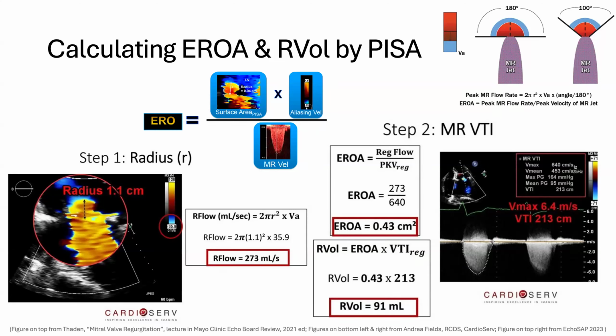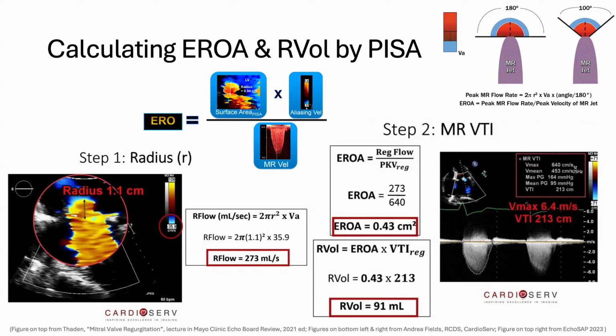Then, by the illustrated equation above, this one over here, EROA equals the regurgitant flow that was already calculated divided by the MR Vmax, velocity max. So that's 273 centimeters cubed per second divided by 640 centimeters per second. That gives you 0.427 centimeters squared, which can be rounded up to 0.43 centimeters squared. That is your effective regurgitant orifice area. Since this ERO area is more than 0.40 centimeters squared, it suggests severe mitral regurgitation.